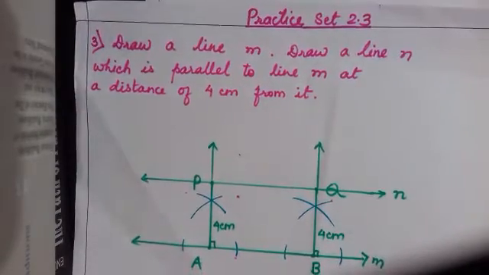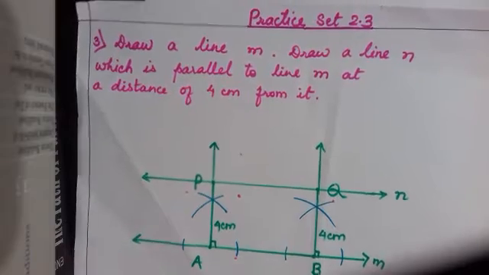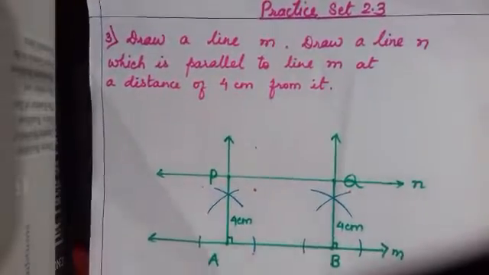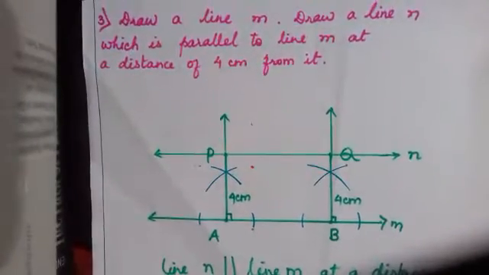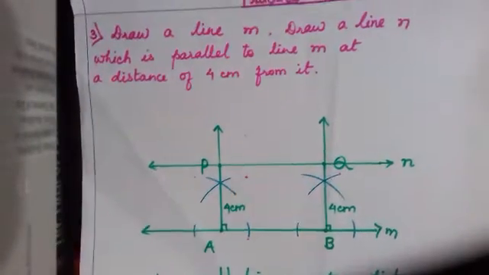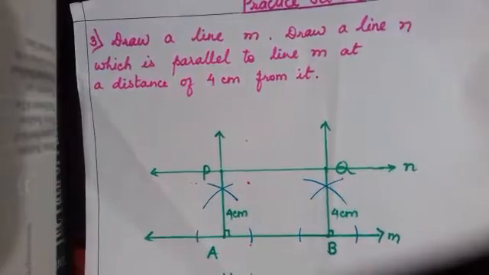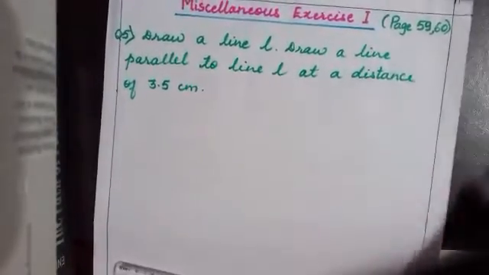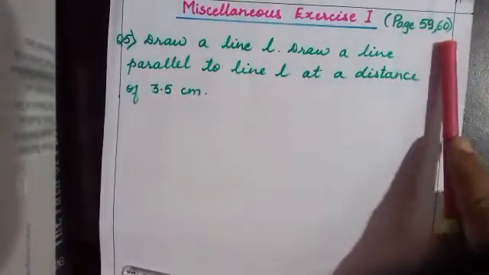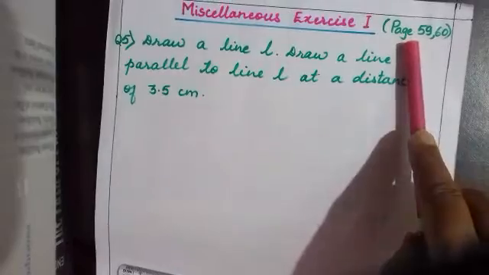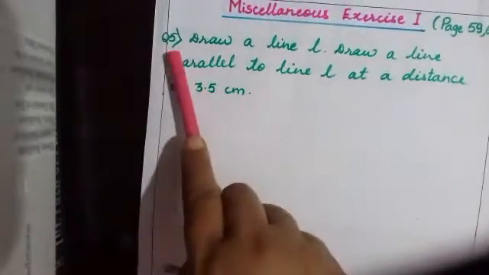Now we have already solved practice set 2.3, and this was the third last question which you have already solved. So likewise, now the last part of this chapter number 2 is Miscellaneous Exercise 1, which is given on page number 59 and page number 60. On page 59 of your textbook, question number 5 is given.